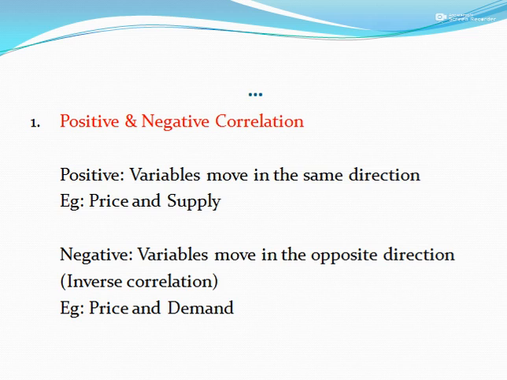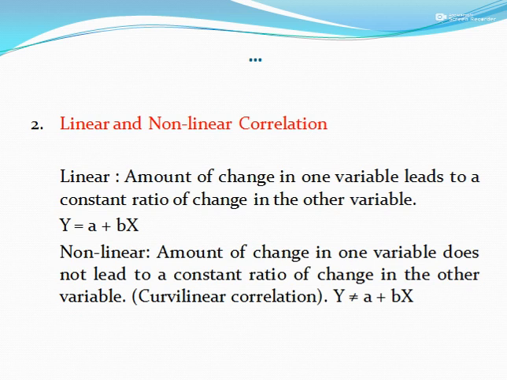And if variables are moving in the opposite direction, then it is called negative correlation or inverse correlation. For example, the variables price and demand are negatively or inversely related, because when price increases, demand decreases, and when price decreases, demand increases. The second classification is linear and non-linear correlation.